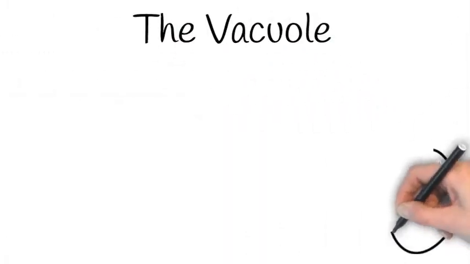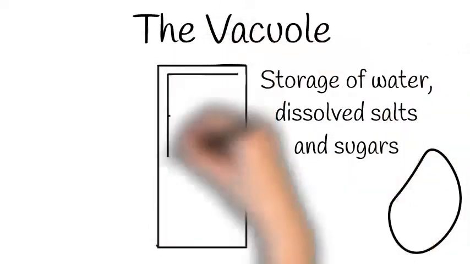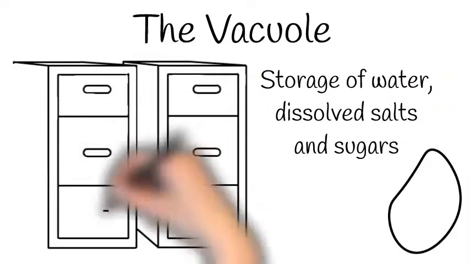The vacuoles are fluid-filled sacs that store water, dissolve salts and sugars. They act like that drawer in the house where you dump everything that you might need later.